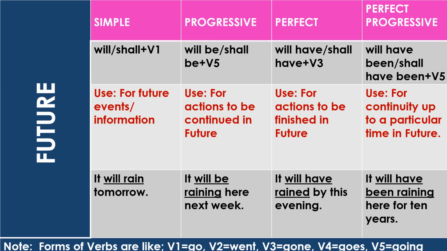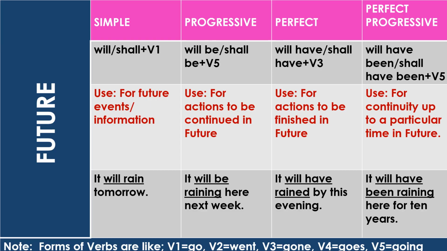Future progressive or future continuous tense. Here we use the helping verb will be or shall be plus the fifth form of the verb, that is the gerund form or ing form. This is used for actions to be continued in the future. For example, it will be raining here next week.